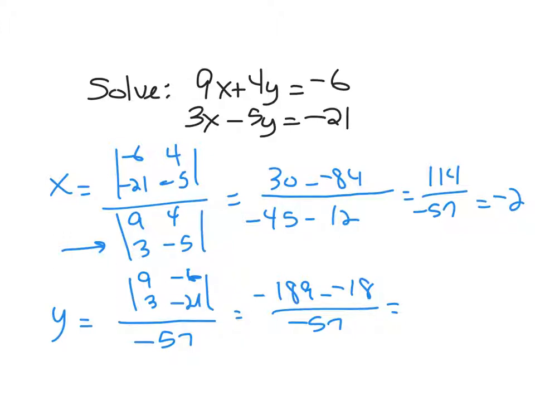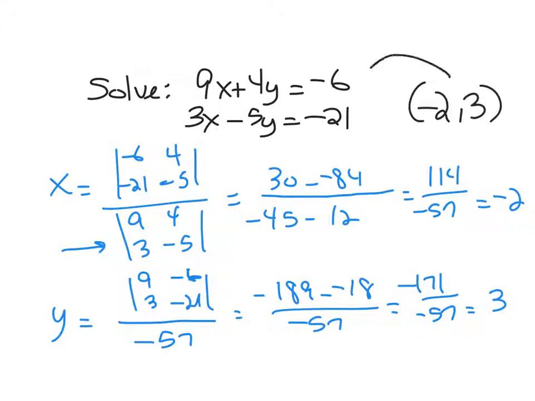So if you add those up, you end up getting negative 171 on the top, negative 57 on the denominator. If you divide that, you get 3. And guys, that's your solution. There's your x and your y. So my solution is negative 2, 3. And obviously you could check it by plugging it back in. And the beauty of that Cramer's rule is, if you get fraction answers or something, it doesn't matter. It's already a fraction. And the calculation's so easy. So I kind of like that Cramer's rule.